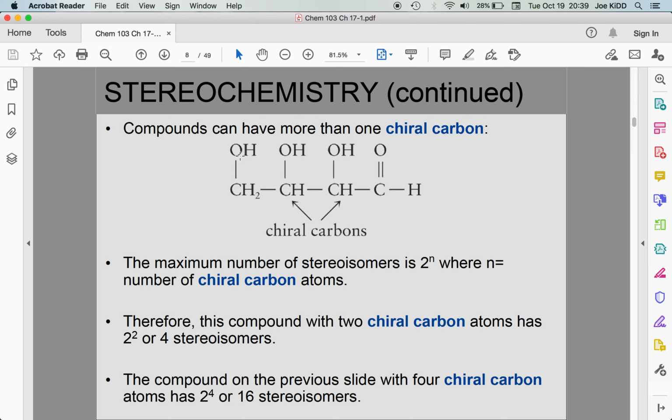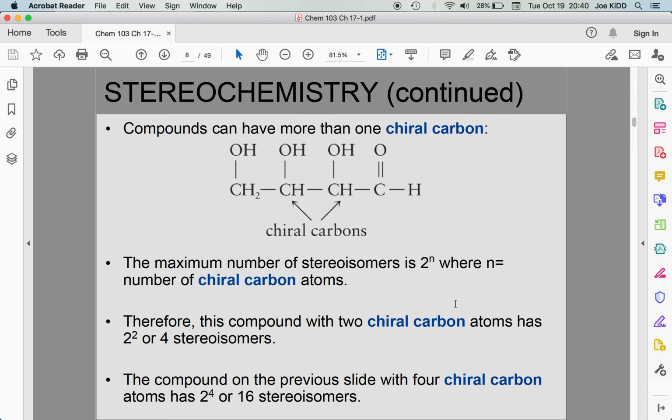Many compounds, especially carbohydrates, will have more than one chiral carbon in them. Just kind of a rule of thumb as you start doing the math and the logic of this is the maximum number of stereoisomers that could be present is 2 to the n, where n is the number of chiral carbons. So if I have 1 chiral carbon, that means I could have 2 enantiomers for it. That would be 2 to the 1. If I had 2 chiral carbons, that would be 2 to the 2, or 4 of them.